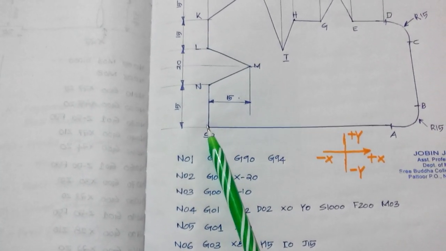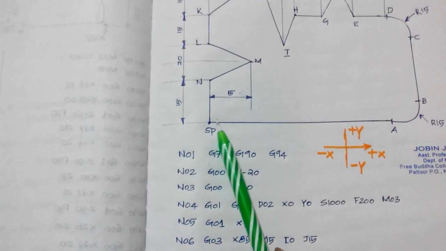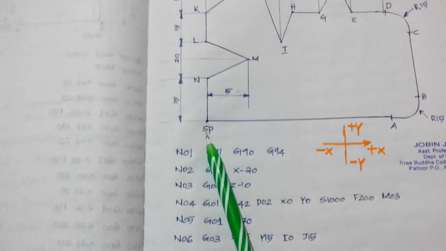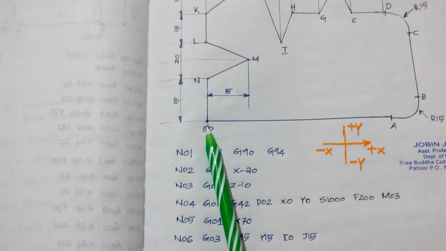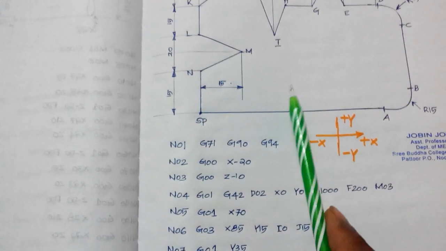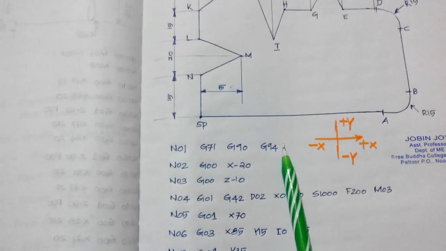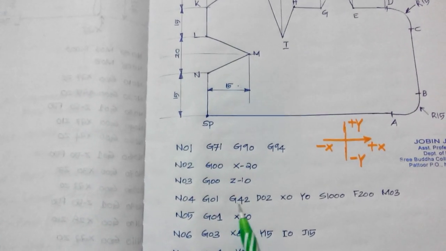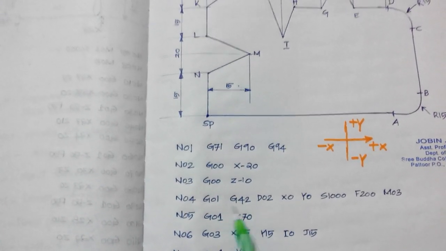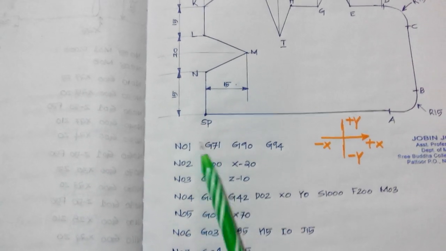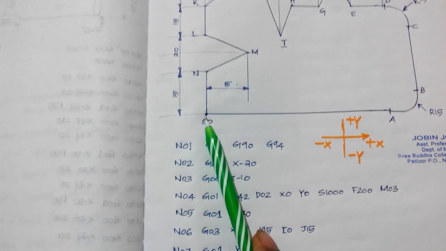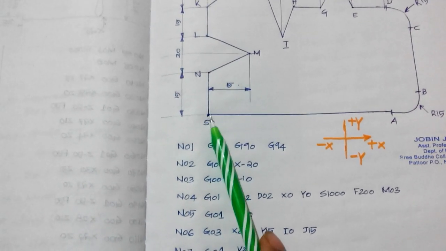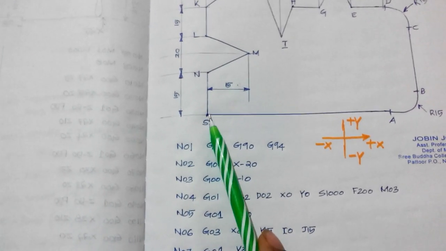So from SP to A, the tool will compensate in the right direction. Suppose SP to A, this is the left hand side and this is the right hand side. So the cutter will compensate on the right side. So this is code G42, cutter compensation right. So now the tool just touches this position, which means the periphery of the cutter touches this portion.